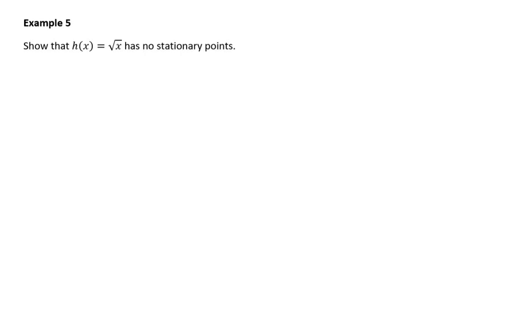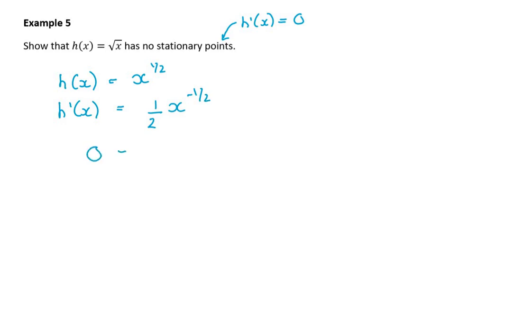Show that h of x, which is equal to root x, has no stationary points. Well, stationary points are around the first derivative equaling 0. So first of all, let me write h of x as x to the power of a half. So what is my first derivative? Well, I would bring down my exponent and subtract 1. So when would this equal 0? Well, we'd have 1 over 2, and this would be root x at the bottom.